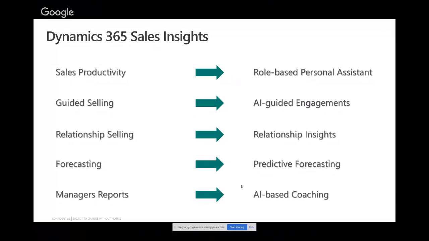As you can see here, when we look at sales productivity, we have a bunch of scenarios focusing around how we take a sales assistant story and drive better productivity for sellers, how we guide sellers through AI guided engagement, how we take relationship selling to the next generation through relationship insights, and obviously you saw Daniel talk about forecasting. We're going to enrich forecasting with predictive forecasting. And the same applies for manager and manager reporting.